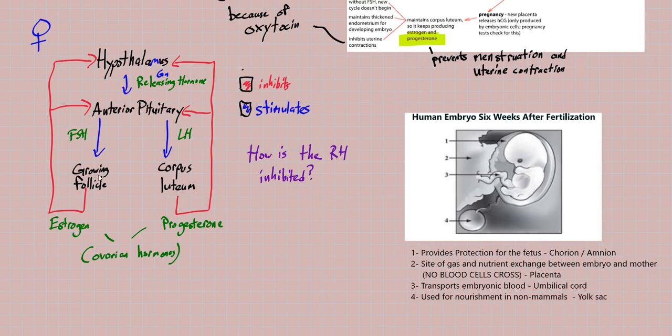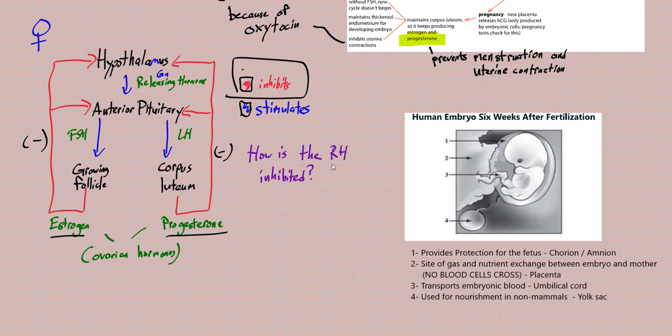FSH will cause the follicle to grow. Luteinizing hormone will cause the corpus luteum to grow. The follicle growing will produce more estrogen. The corpus luteum growing will produce more progesterone. Now, I've color-coded here with blue and red. The blue is stimulating, so if there is releasing hormone, then the anterior pituitary will release LH and FSH. And that will cause the corpus luteum and the growing follicle to do their thing. But the growing follicle and the growing corpus luteum will also release those hormones, progesterone and estrogen, which will inhibit the anterior pituitary and the hypothalamus from keeping this cycle going.